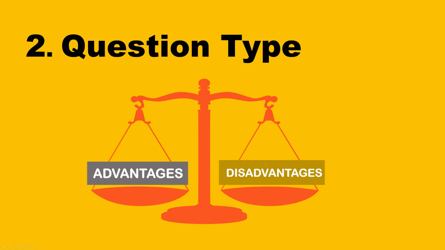Question type: Before diving into the structure, let's first analyze the question type. This is an advantages and disadvantages essay. In this type of essay, you need to talk about both the good and bad sides of a topic. Then, you decide which side is more important or has a bigger impact.